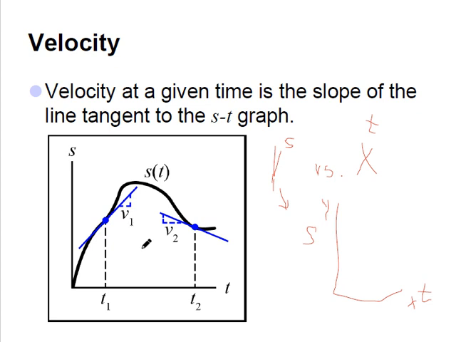Okay, so when you look at it, you're going to see this line, and another line here. The first line is tangent to that slope. The second line is also tangent to this little curve here, at any point on that graph.